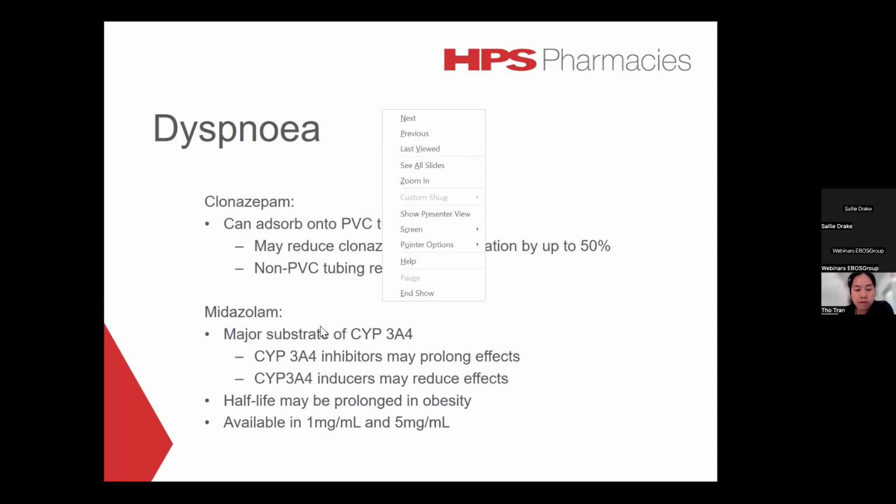The absolute availability of a subcut injection of midazolam is high, at around 96%. The half-life may be increased in obese patients due to increased volume of distribution. Midazolam is available in 1 milligram per mL and 5 milligram per mL. In our hospital we see the use of these two a lot in end-of-life patients.